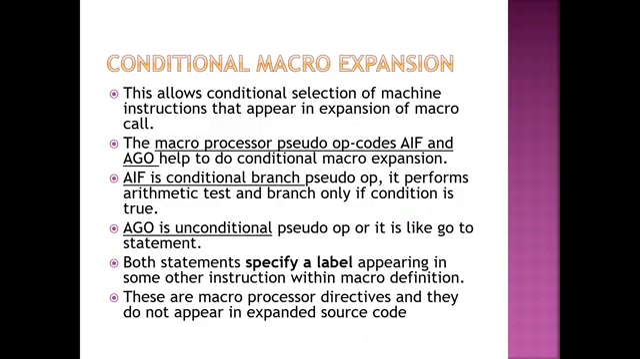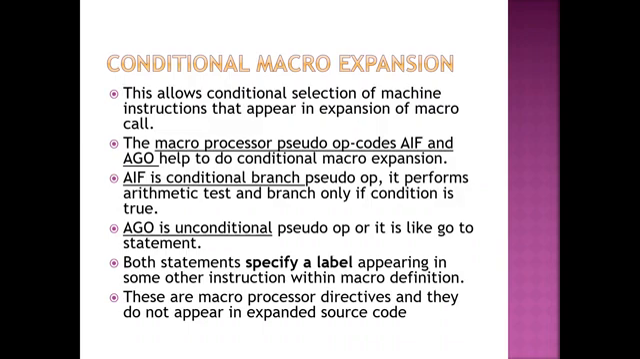How does the branching actually happen here? Branching in AIF happens based on a condition. If a certain condition is true, then you transfer control to a label. We don't have line numbers, instead we have labels. Similarly with AGO, without checking any condition, as soon as it encounters the keyword AGO, it looks at the label and just transfers the control to that label. So this is unconditional. Both use labels to transfer the control.